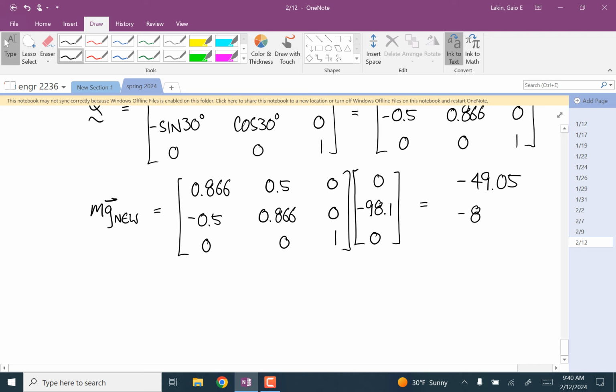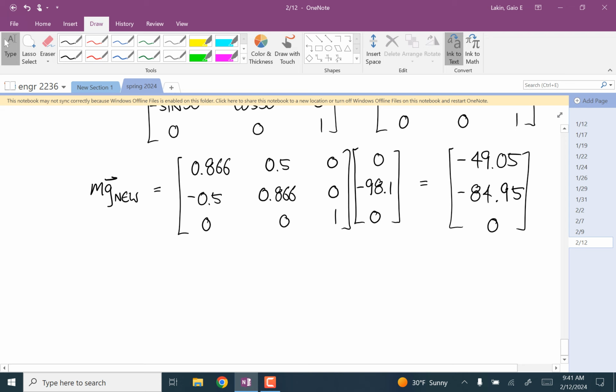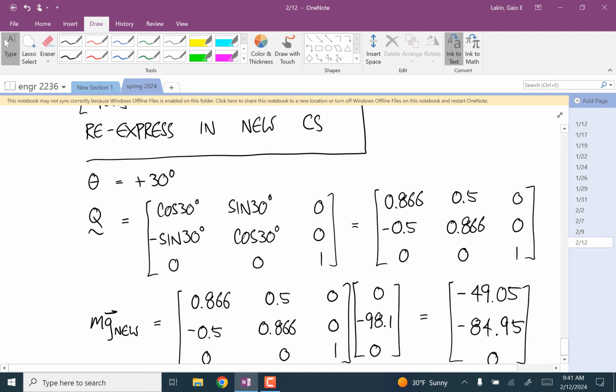negative 84 point, I don't remember. What's 98.1 times 0.866? 84.95. Negative 84.95, and then 0 for Z. And that's it, without thinking about the right triangle and thinking through the trigonometry. Just multiplying by that matrix does all the transformations for you. Okay.